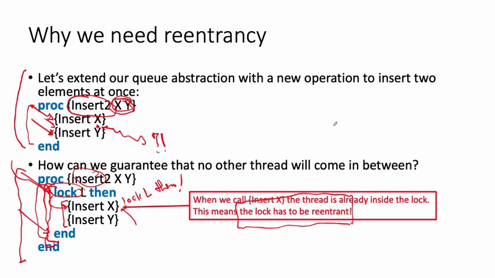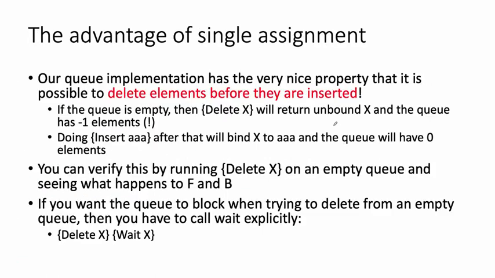But now let's come to the question, what happens when you do delete on an empty queue? Actually, our implementation is very smart in this case. In our implementation, you can actually delete elements before they are inserted. So the number of elements in the queue can become negative. So if you do delete X on an empty queue, the queue will have -1 elements.